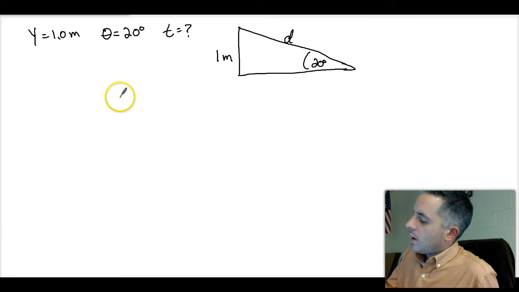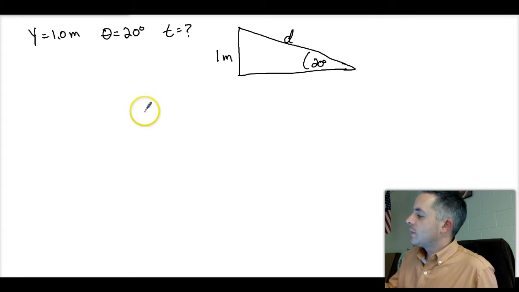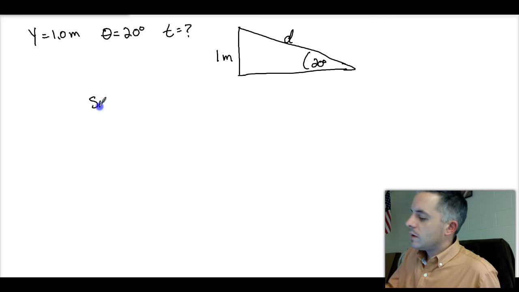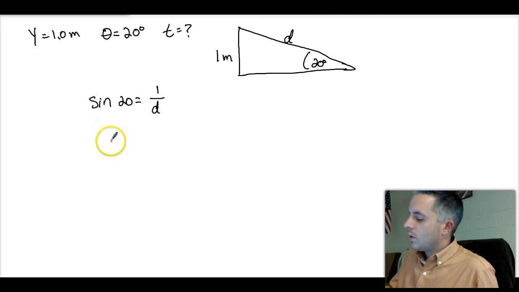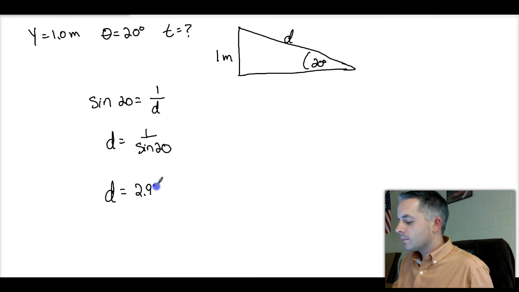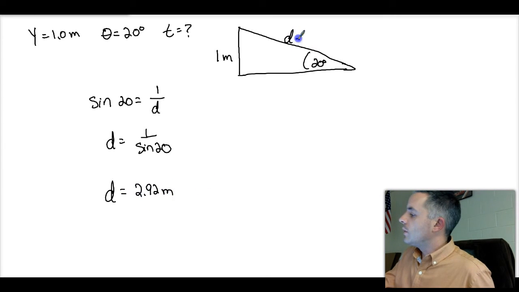So I'll first attack the distance. We know that we're going to use sine because we have an angle and we have the opposite and we need the hypotenuse. So we get that the sine of 20 is going to be equal to 1 over D. Or D is equal to 1 over the sine of 20. Or D is going to be equal to 2.92 meters.